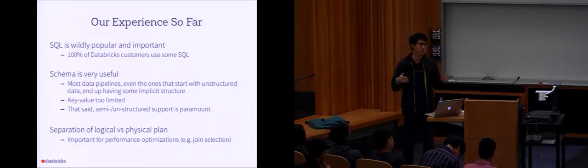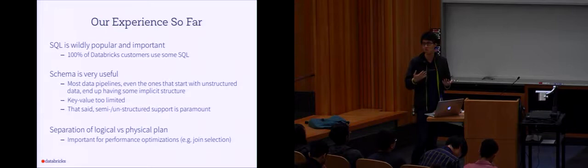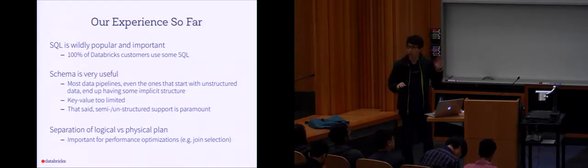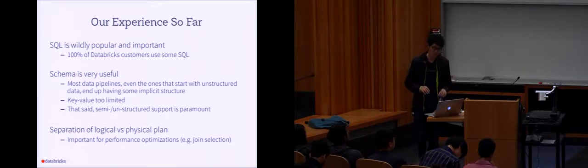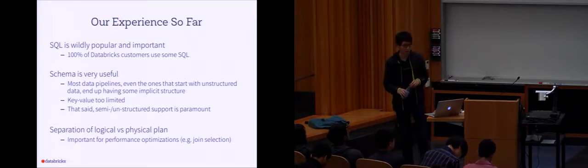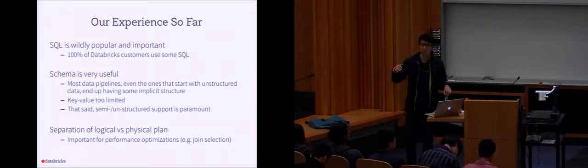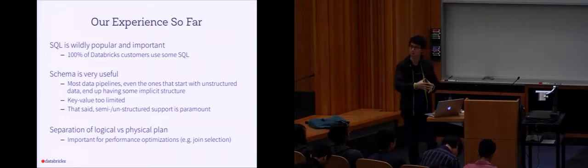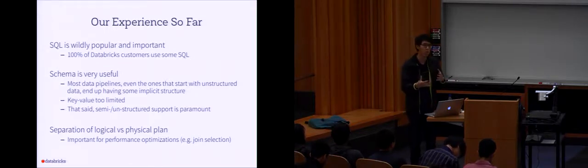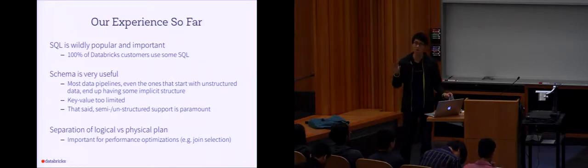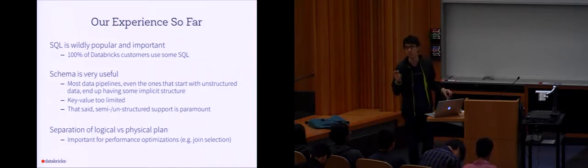They also use a combination of things. For example, I myself write SQL all the time, but I also write other programs. So don't misread that. But it's wildly popular. Schema is fairly useful beyond key value. Key value is way too restricted. In a lot of data pipelines, even though in the beginning it might be starting with unstructured or semi-structured data, where you might be parsing JSON and all of that, at some point you start having a more properly formed schema in your data pipeline. I think for over 90% of data pipelines, that's the case.